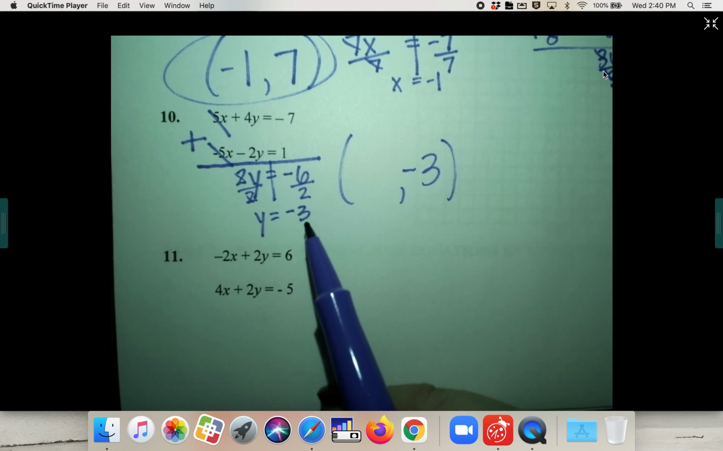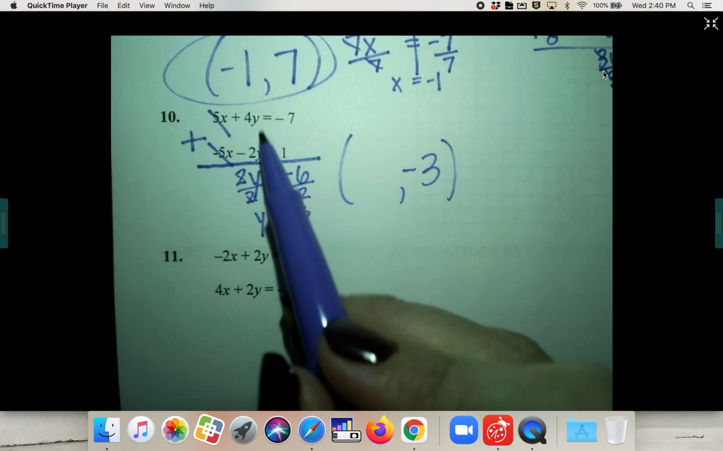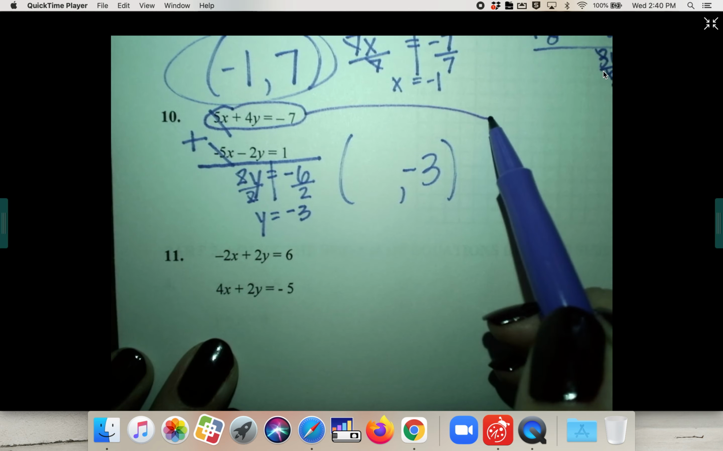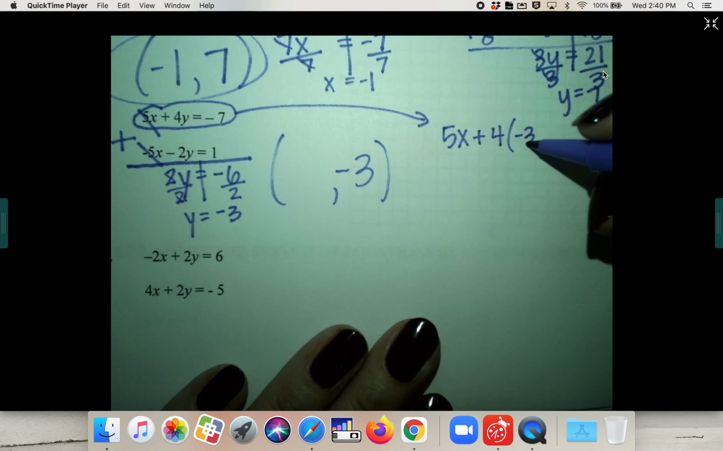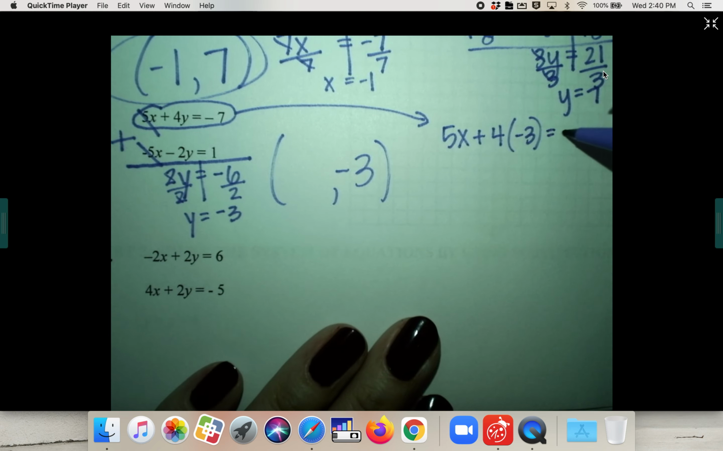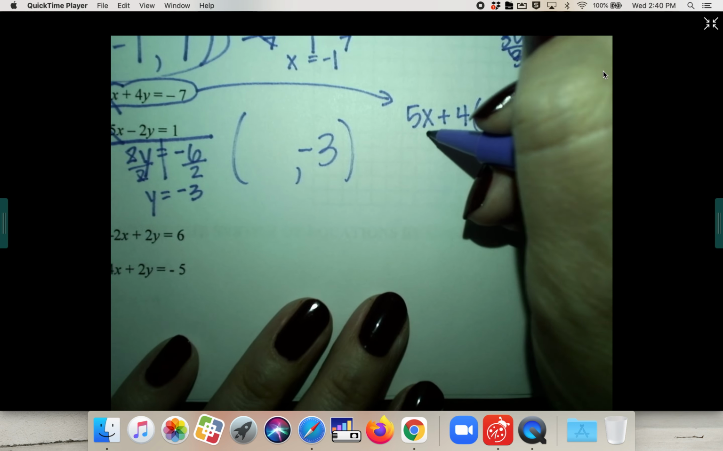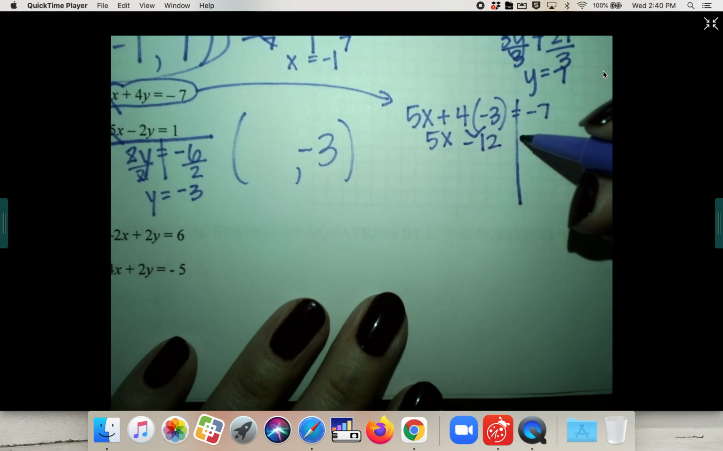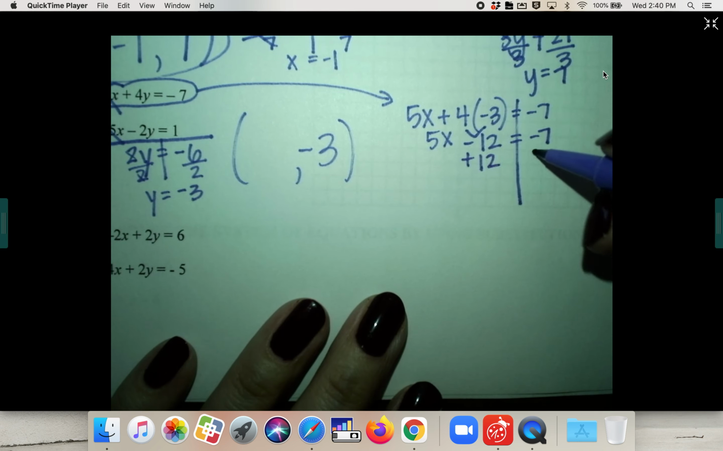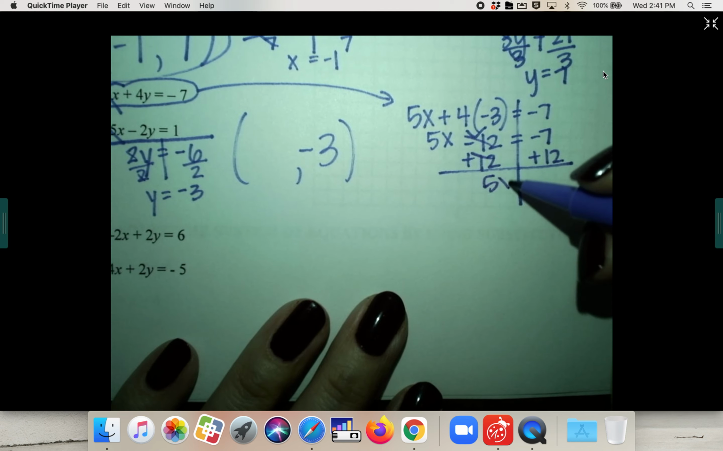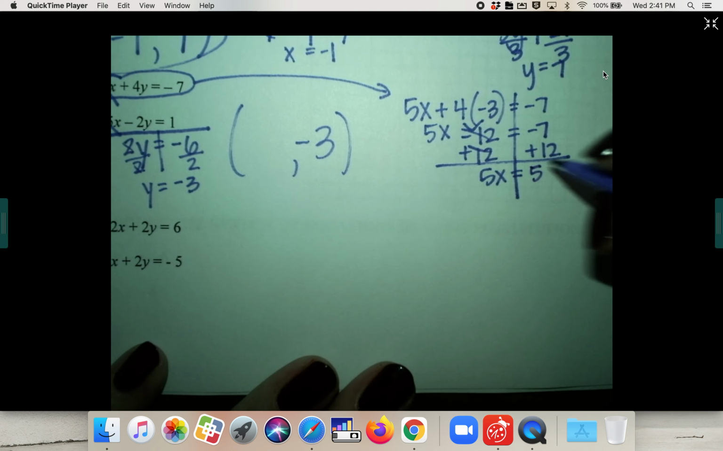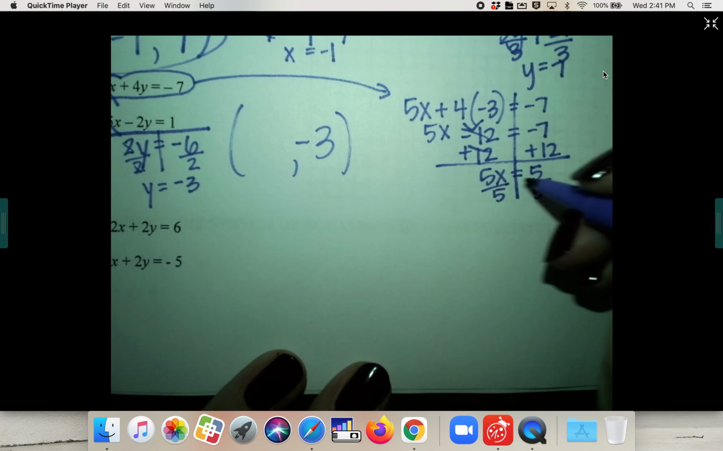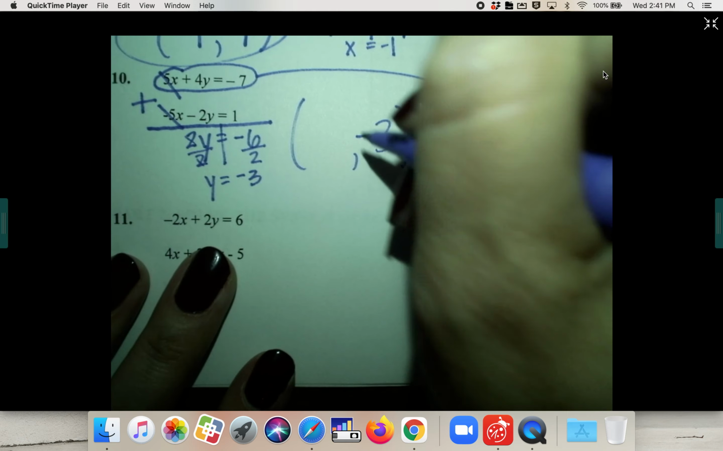Now that I know that, I'm going to plug negative 3 in for either one of these two y's, and it does not matter which one. I'm going to choose that first one. So 5x plus 4 times negative 3, because that's what y is, equals negative 7. All right, 5x minus 12, because that's negative 12. So I'm going to now add 12 to both sides. 5x equals negative 7 plus 12. I know I should have just done that in my head. I'm sorry about that. 5. Divide both sides by 5. And x would be 1. So my x coordinate is 1.